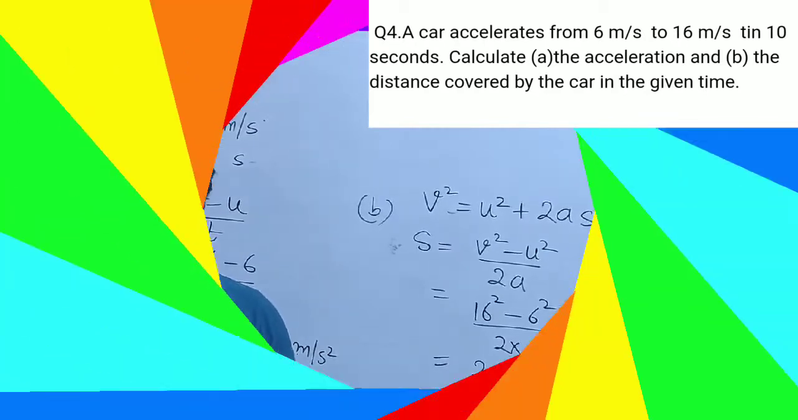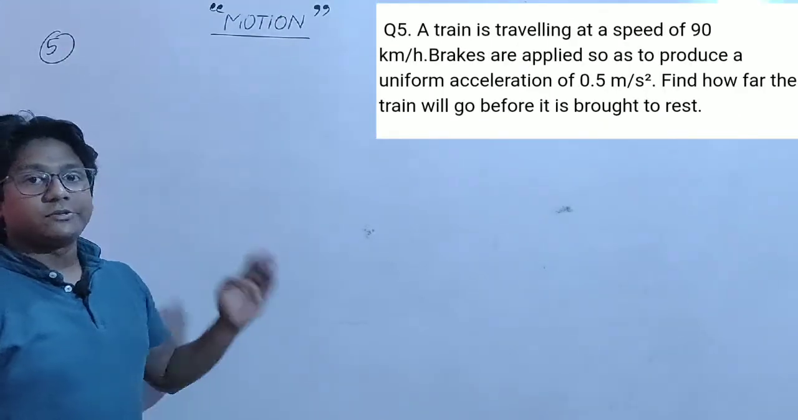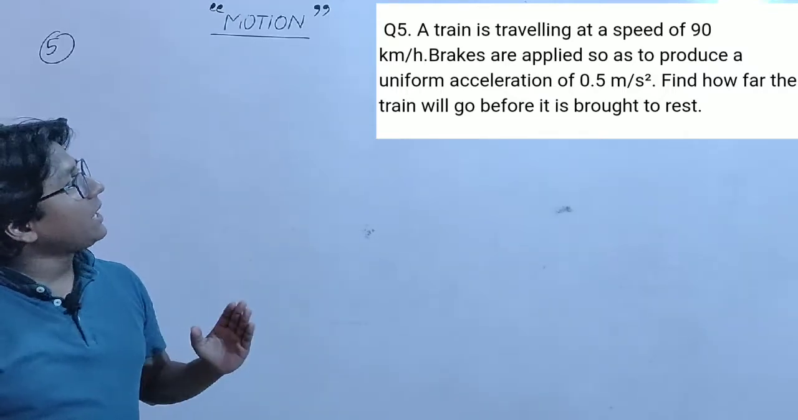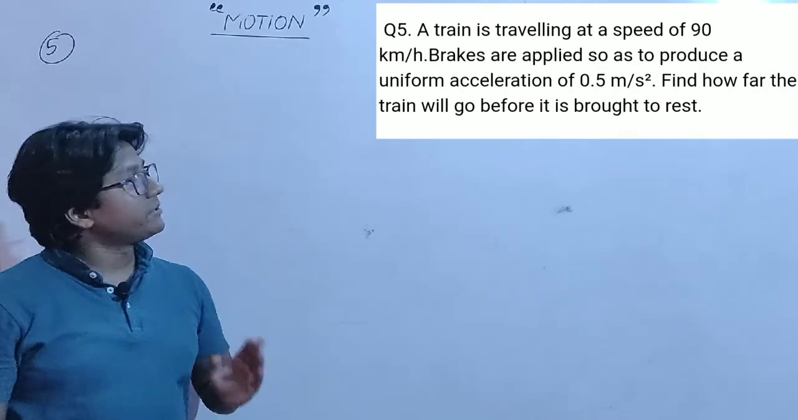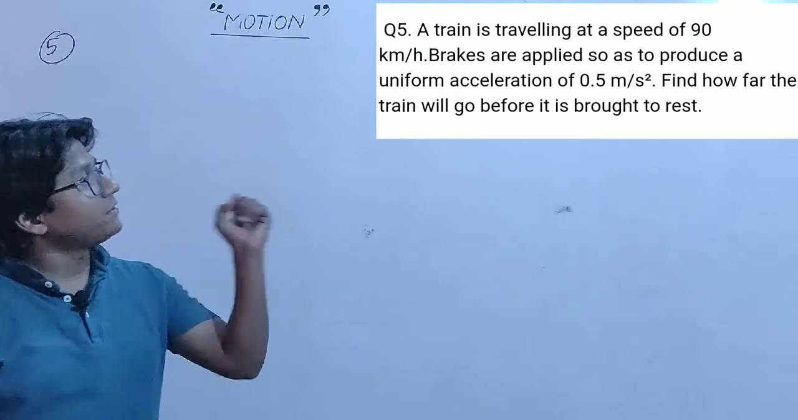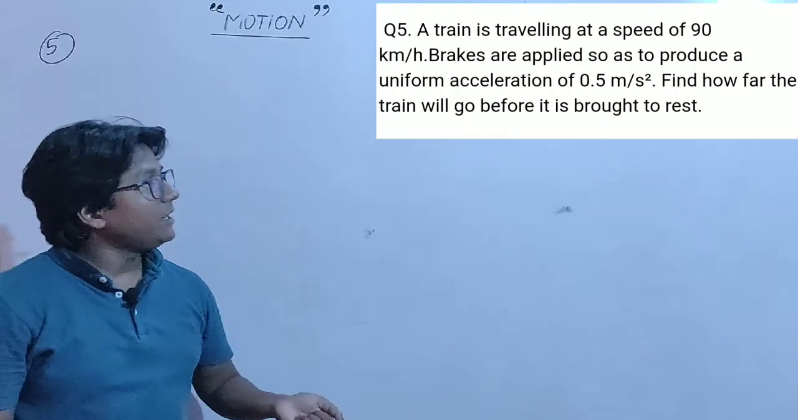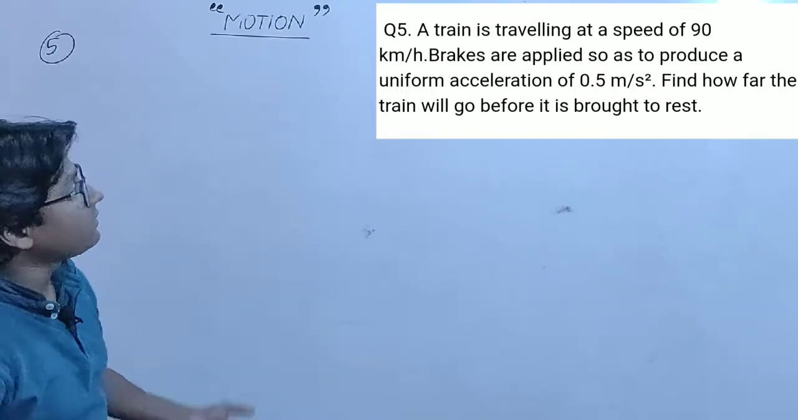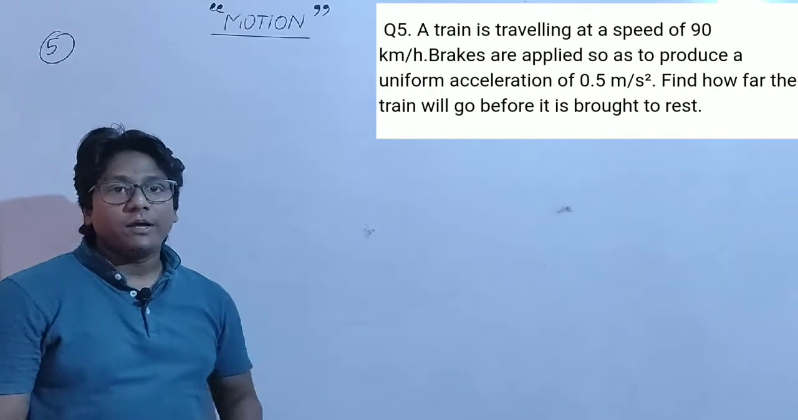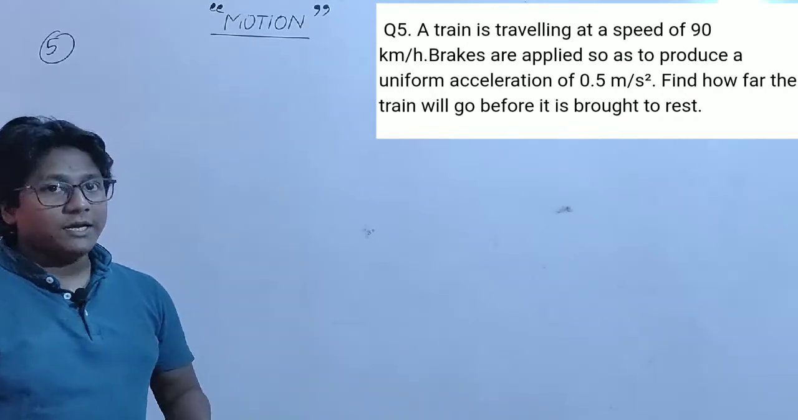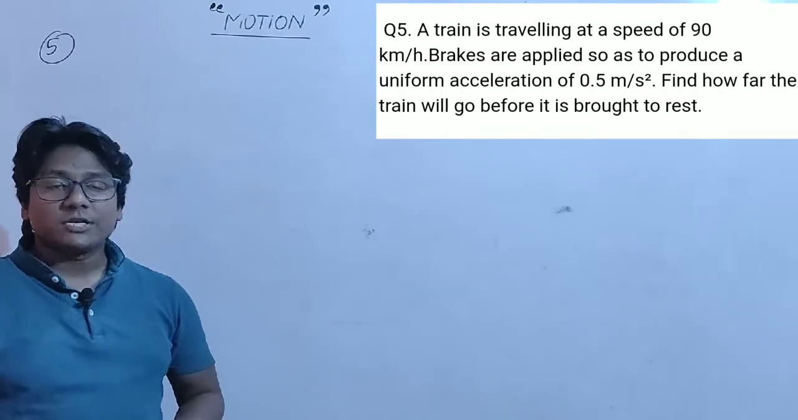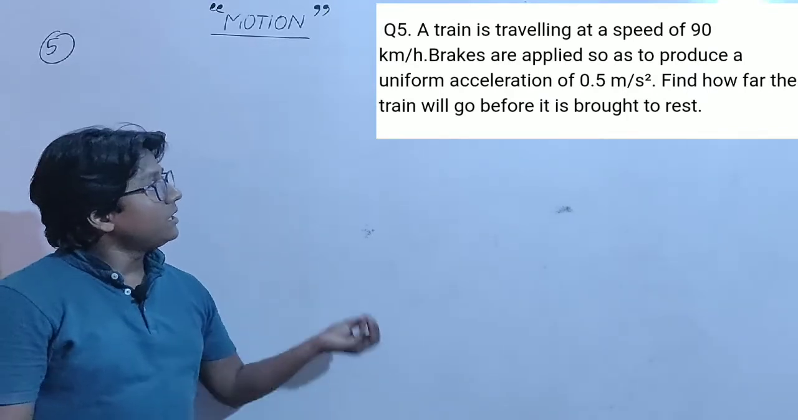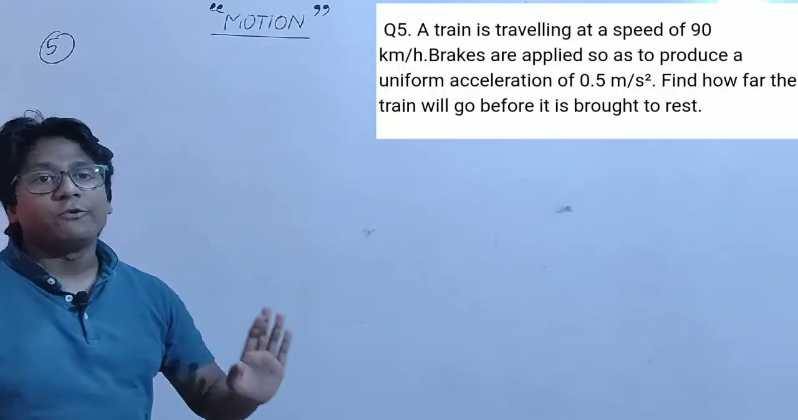Moving to our next question. Discuss the question number 5. A train traveling at a speed of 90 km per hour, brakes are applied so as to produce a uniform acceleration of minus 0.5 meter per second square. Find how far the train will go before it is brought to rest. So what is the given value? A train is moving with 90 km per hour. After some time, brakes are applied. Then its acceleration will be minus 0.5 meter per second square, and it asks what will be the distance covered by the train before stopping.